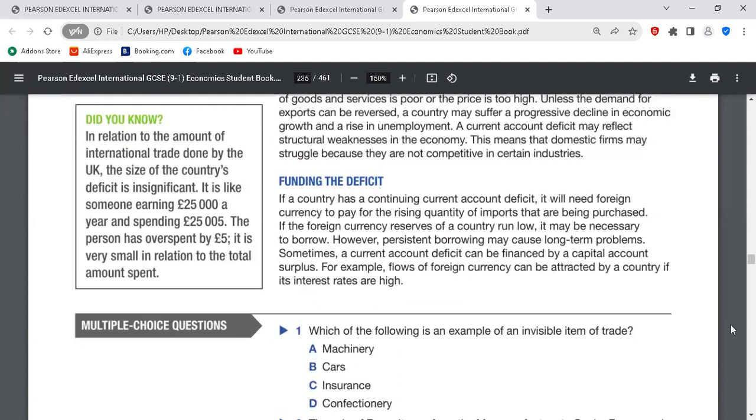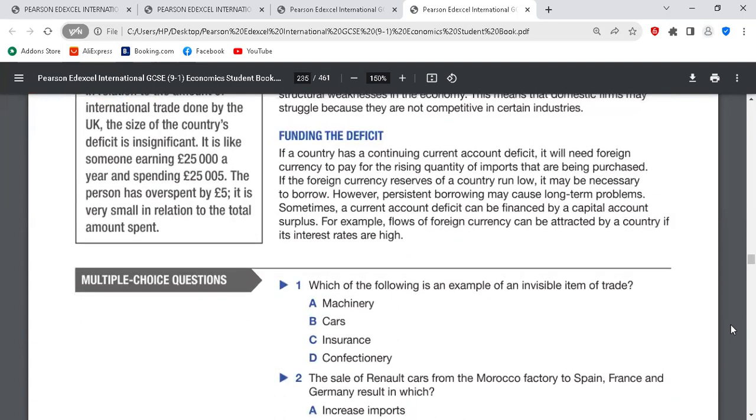Okay. Funding the deficits. Now that we are having deficits, government might need to borrow or to take money from their reserves to make adjustments. Let's read. If a country has a continuing current account deficit, it will need foreign currency to pay for the rising quantity of imports that are being purchased. If the foreign currency reserves of a country run low, it will be necessary to borrow. However, persistent borrowing may cause long-term problems. Sometimes a current account deficit can be financed by a capital account surplus. You know what we have in our capital account, our investment abroad, assets abroad. For example, a flow of foreign currencies can be attracted by a country if its interest rates are high.